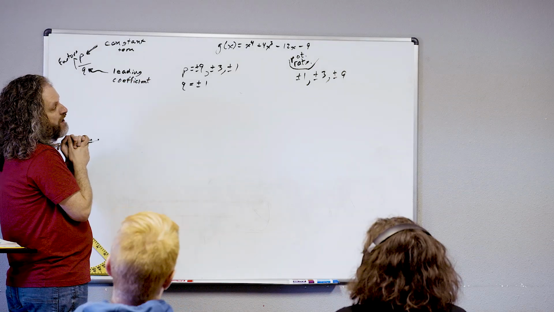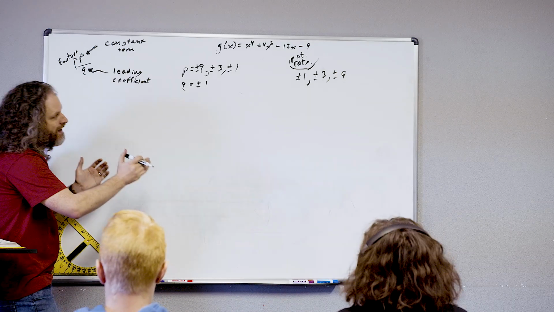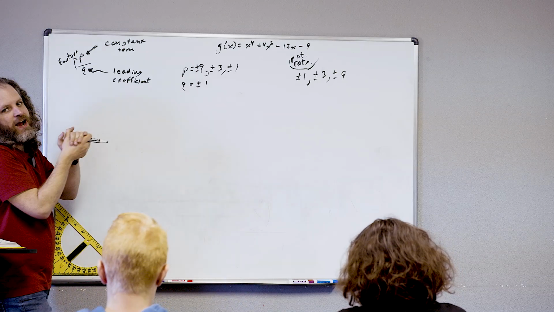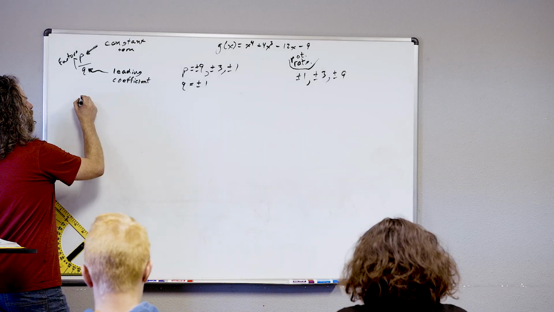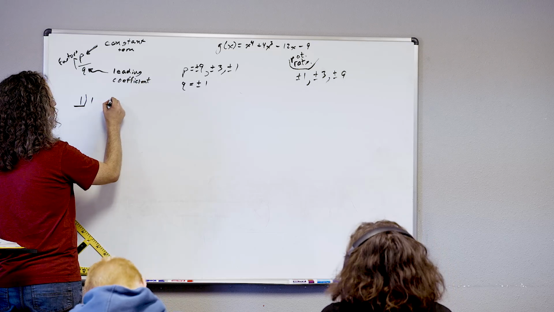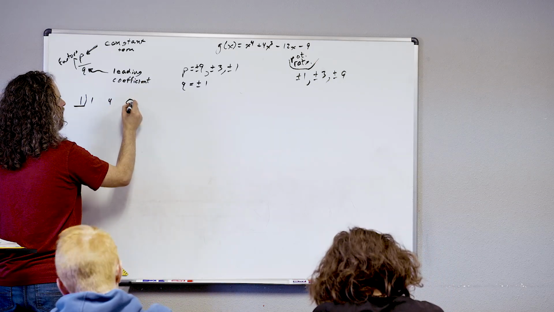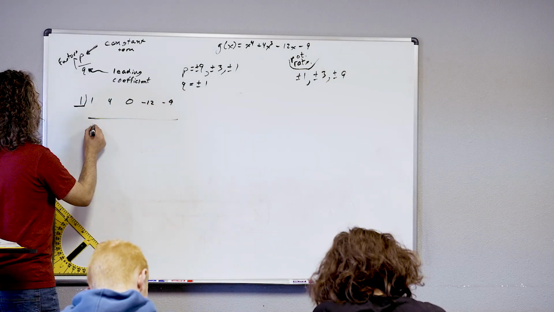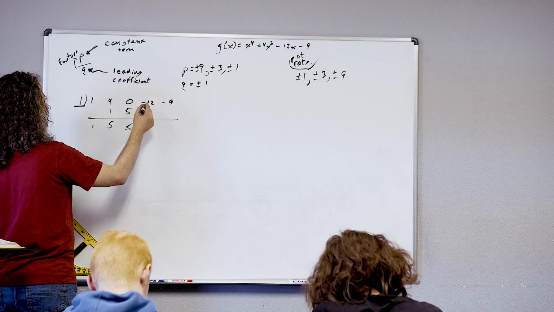Yeah, eventually, but we are going to have to prove it, and if you want to jump ahead a video or two, that's not a problem in this lesson. But we just got to start trying stuff with synthetic division. So we're going to go with the easy one. Let's divide it by 1 and see if it works. So 1, 4, 0, negative 12, and negative 9. Bring down 1, 1, 5, 5, 5, 5.